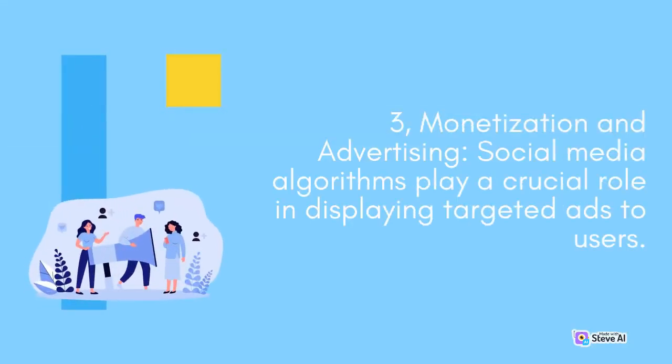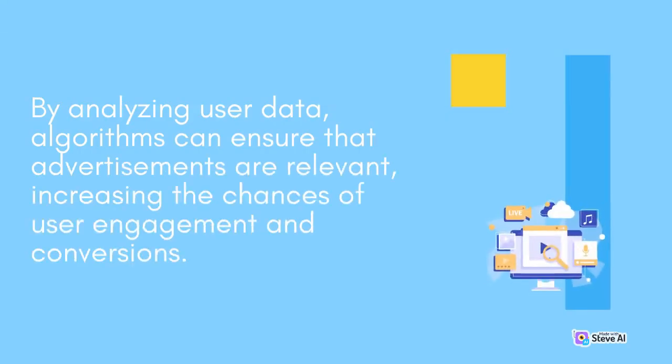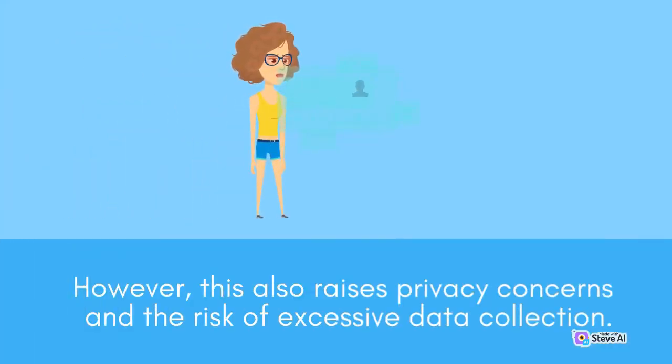3. Monetization and advertising. Social media algorithms play a crucial role in displaying targeted ads to users. By analyzing user data, algorithms can ensure that advertisements are relevant, increasing the chances of user engagement and conversions. However, this also raises privacy concerns and the risk of excessive data collection.